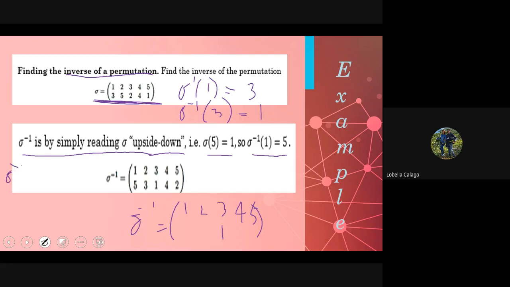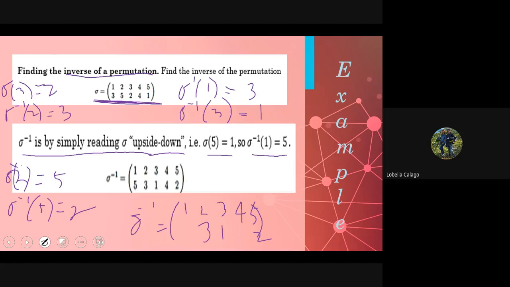Omega of 2 is 5. Therefore, the inverse of 5 is 2. So, lalagay natin si 5 ng 2. Yan. Next. Omega of 3 is 2. Therefore, the inverse of 2 is 3. So, sa 2, lagay natin si 3. Next. Omega of 4 is 4. Therefore, the inverse of 4 is also 4. Kasi mapping to itself lang siya.